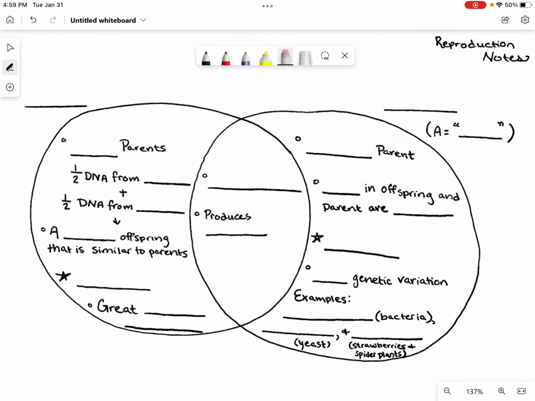All right, you need to pull out the copy of paper that looks like this. It's a partially completed Venn diagram. We are going to be completing this Venn diagram over two forms of reproduction.